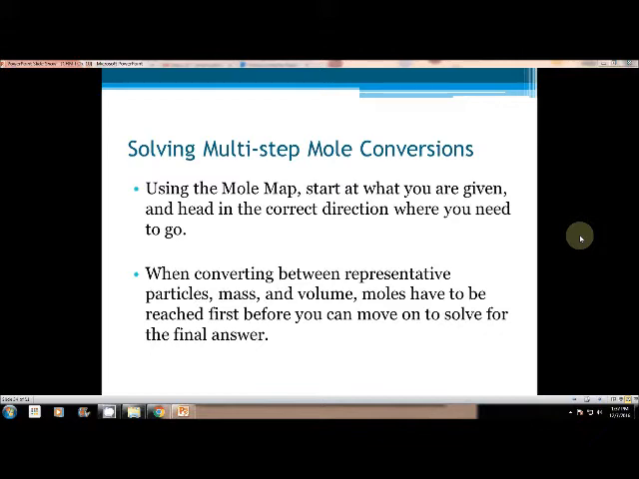So it's important to know the direction you're going so that you set it up correctly when you do the math. And it's also important to know that you always have to go between the mole circle because everything is connected through moles. You can't just connect RP and mass. You have to go through the moles before you do that. Are we ready to move on to the example, and the one example for the day? Yes? Yes. Here we go.